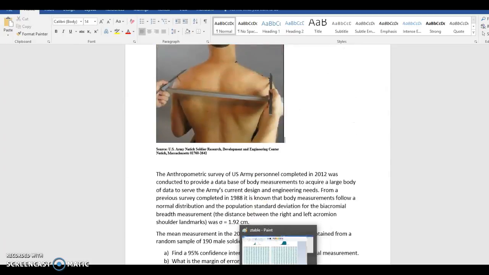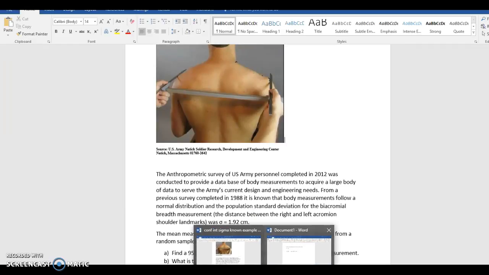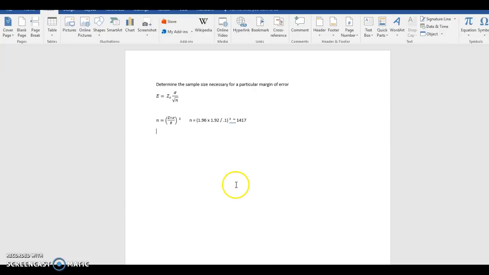It's a pretty real-world problem where you'd need a confidence interval, and you could actually use the z distribution. So there you go. That's the entire problem. Hope that helps.